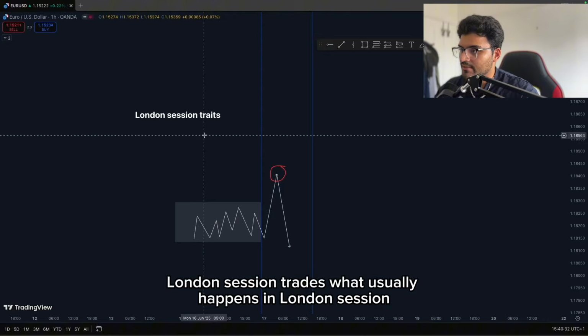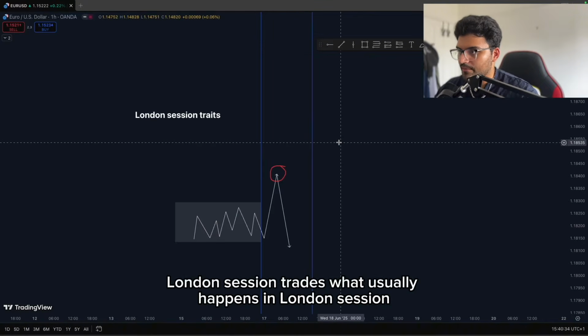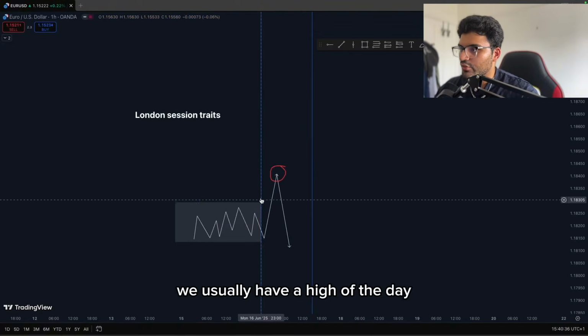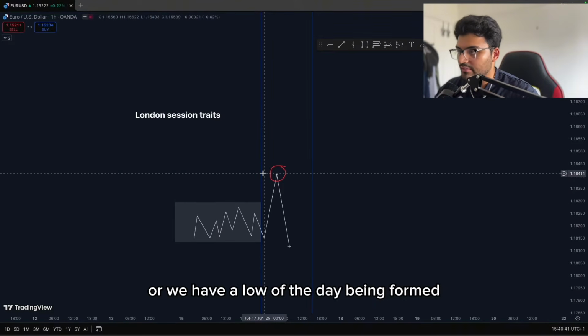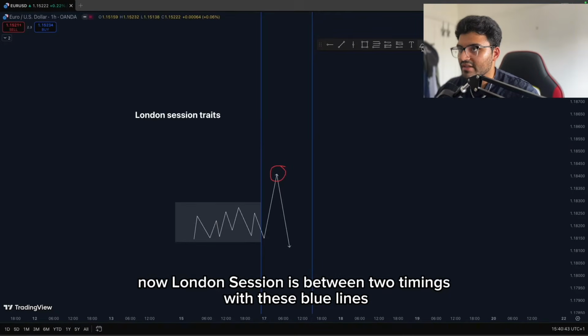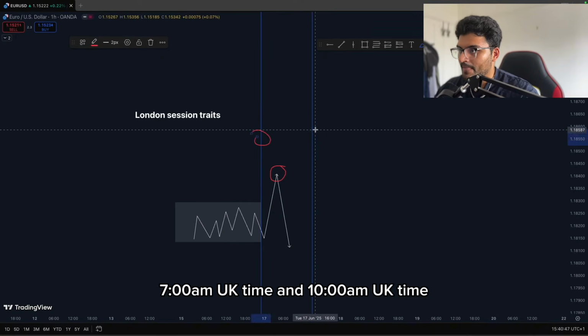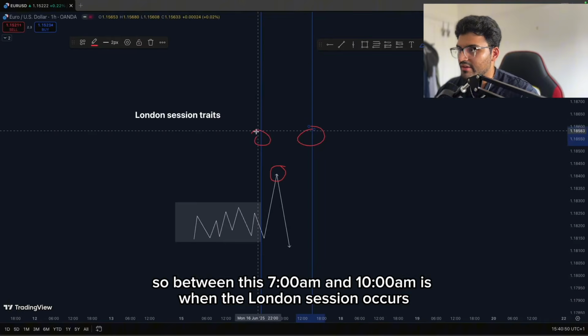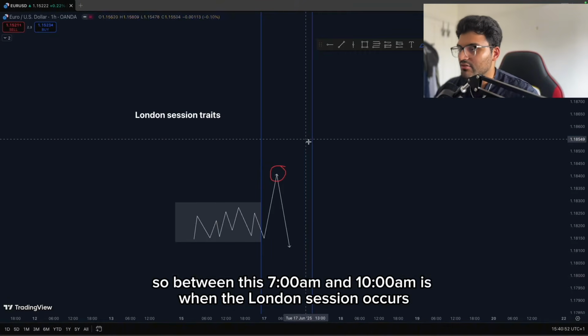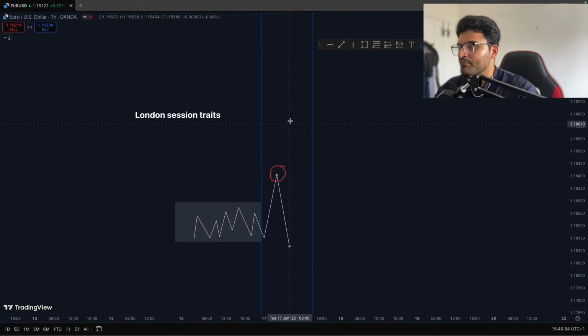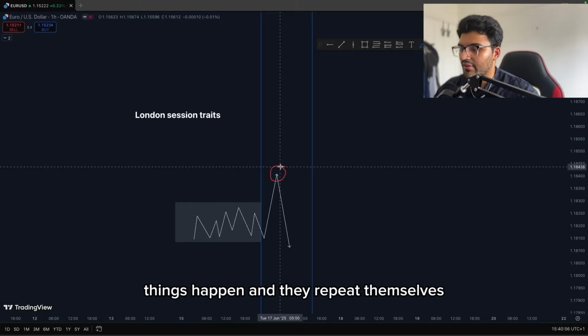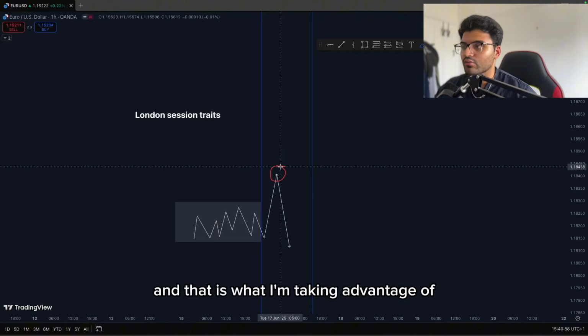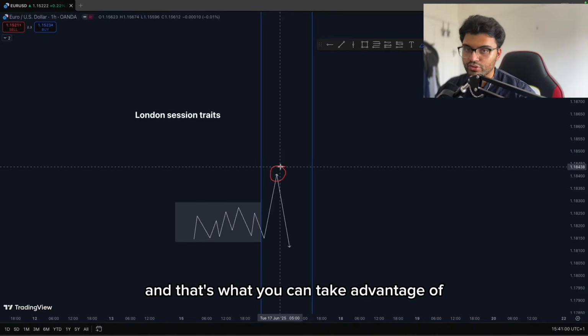London session trades. What usually happens in London session? Well, during London session, we usually have a high of the day or a low of the day being formed. Now, London session is between two timings with these blue lines, 7 a.m. UK time and 10 a.m. UK time. So between 7 a.m. and 10 a.m. is when the London session occurs. Between this time, things happen and they repeat themselves. And that is what I'm taking advantage of, and that's what you can take advantage of.